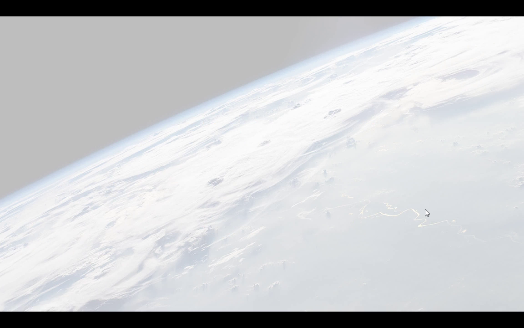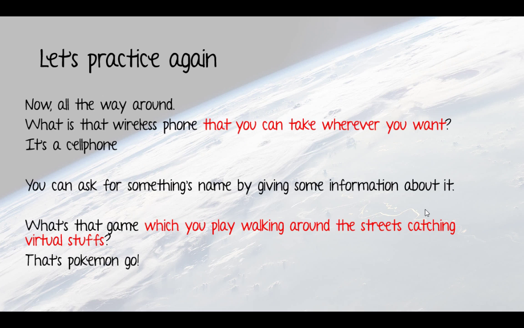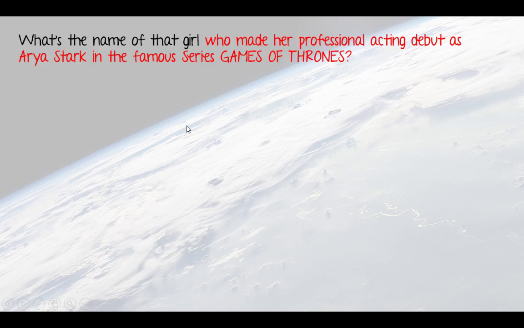Good. What's the name of that girl who made her professional acting debut as Arya Stark in the famous series Games of Thrones? Read it again. Yes, her name is Maisie Williams. Again, the sentence in red is a sentence or a clause that gives you extra information about the girl. Yes? Girl. Entonces todo esto da información en referencia a esta última palabra.